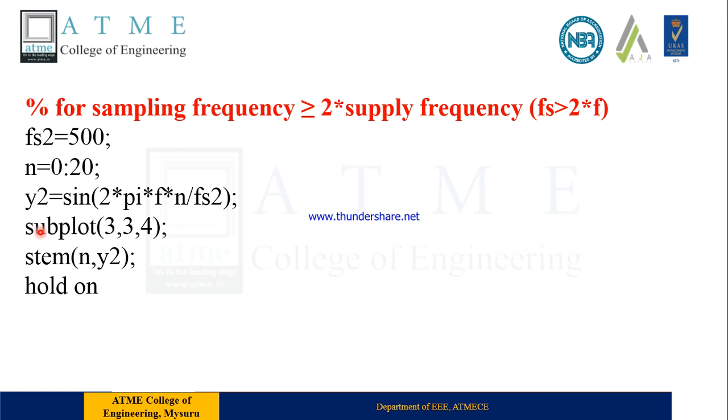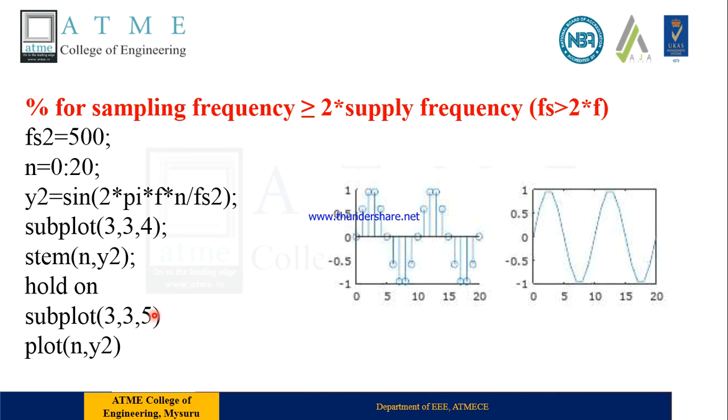So I'll plot this as 3, 3, 4, that is 3 columns, 3 rows and the fourth image. I'll use the stem command for representation from continuous to discrete. So n is 0 to 20 time period. Y2 is my new equation, and to actually achieve continuous to discrete representation I'll be using the hold on command. Finally, if I have to plot it back to continuous representation, I'll be using the plot of n y2 command, and finally this will be represented as 3, 3, 5. That is the new image.